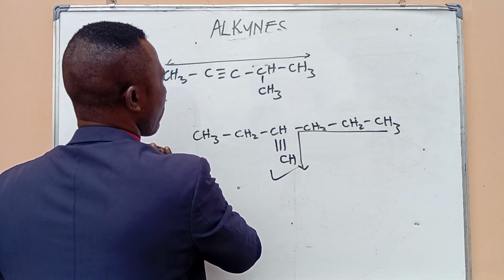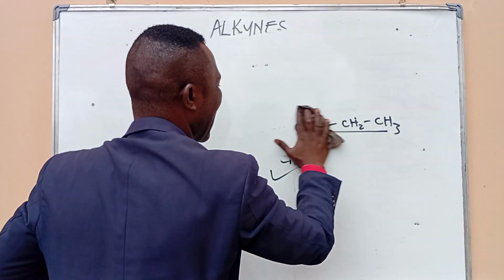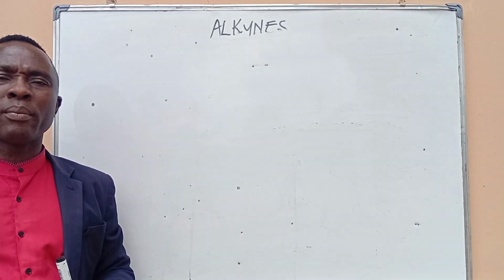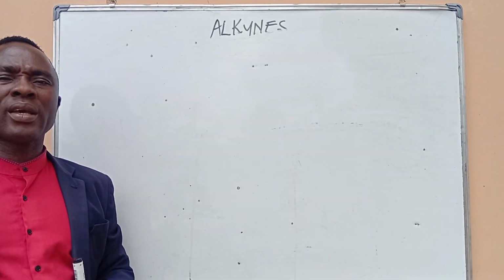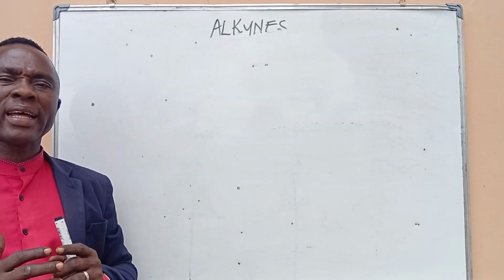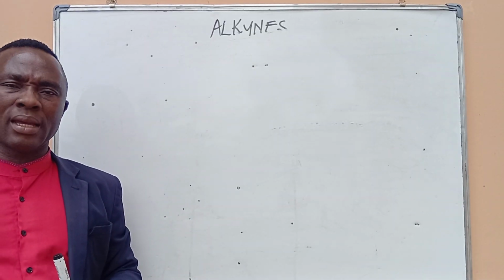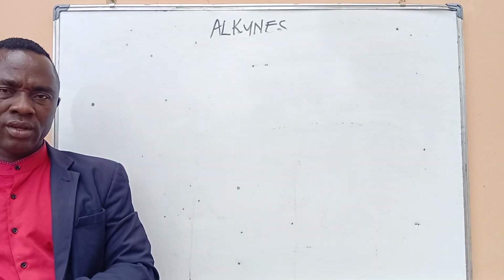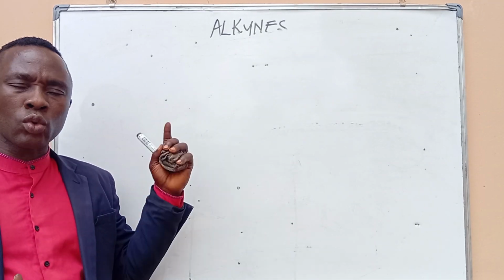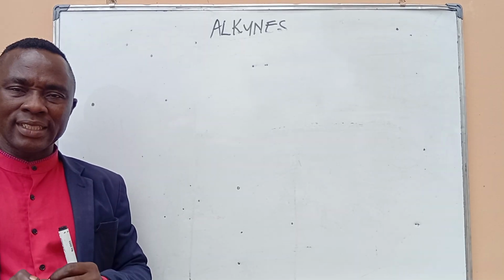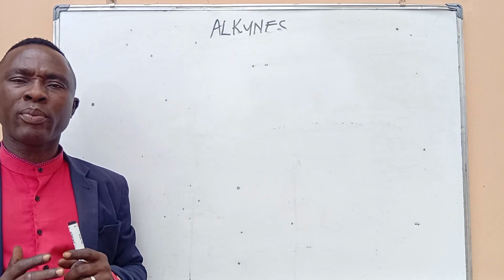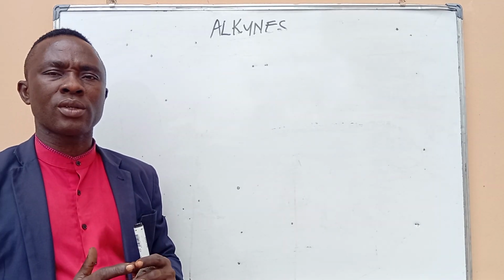Then rule number 2 for the nomenclature of alkynes. The second rule is to number the longest unbroken carbon chain that bears the triple bond. Now that we have identified the longest carbon chain, you need to number it using Arabic numerals, that is 1, 2, 3. But when you are numbering, make sure that the triple bond takes the lowest position possible.